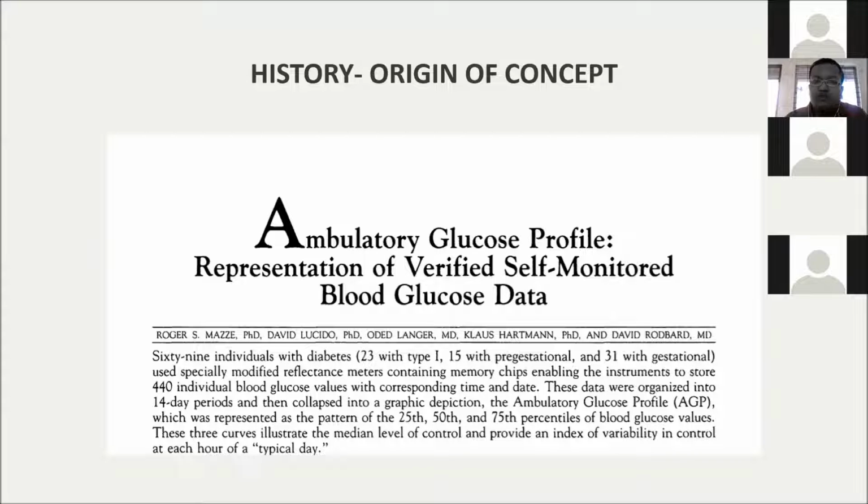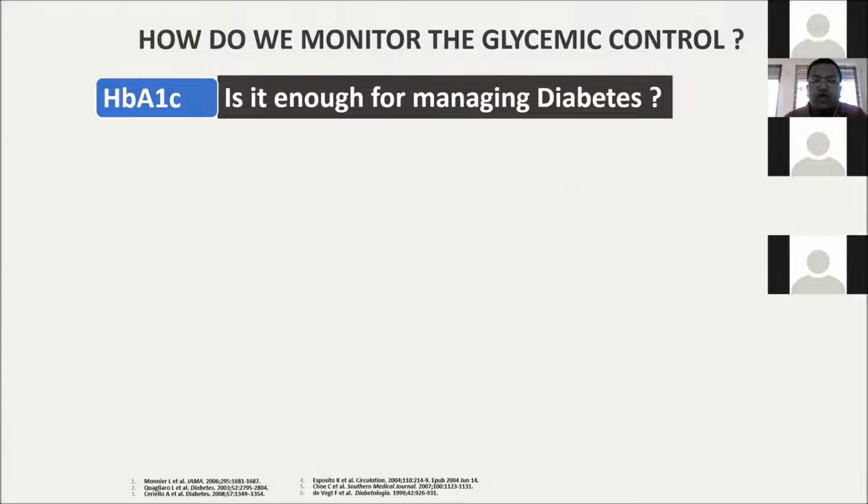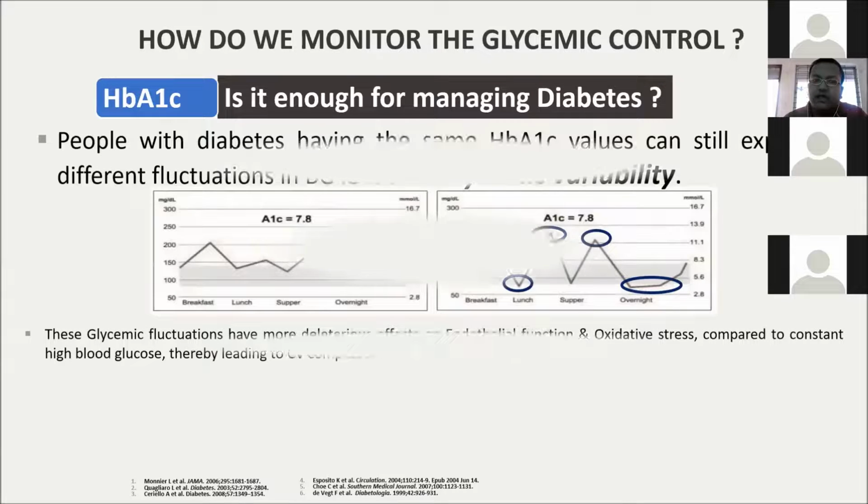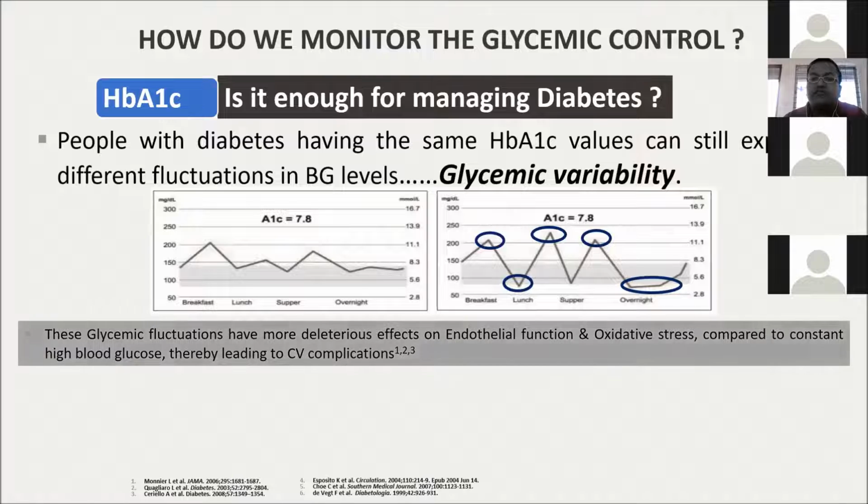Gradually, in the 2000s and 2010 onwards, this concept gained more ground. We know about SMBG, or self-monitoring of blood glucose, and continuous glucose monitoring systems. One is a snapshot, another is a continuous profile. When we talk about glucose monitoring and glucose control, we talk about the destination, that is HbA1c. But is it enough? The destination alone is often not enough.